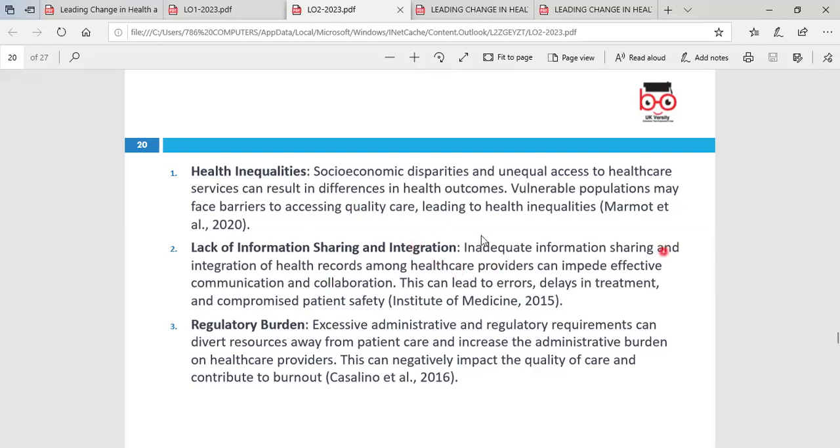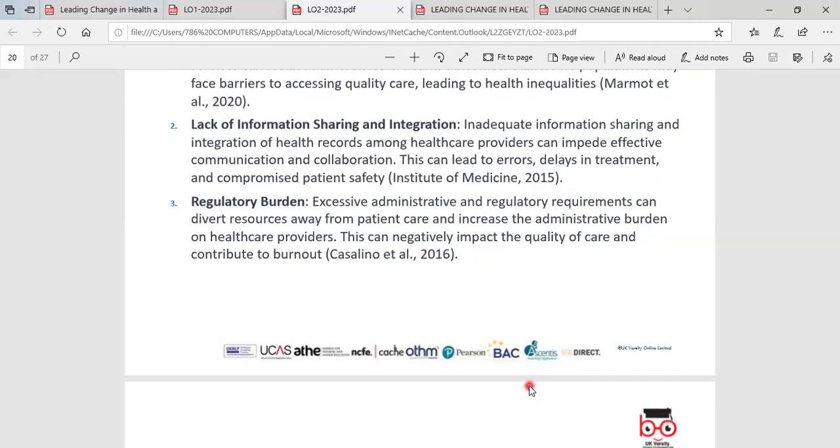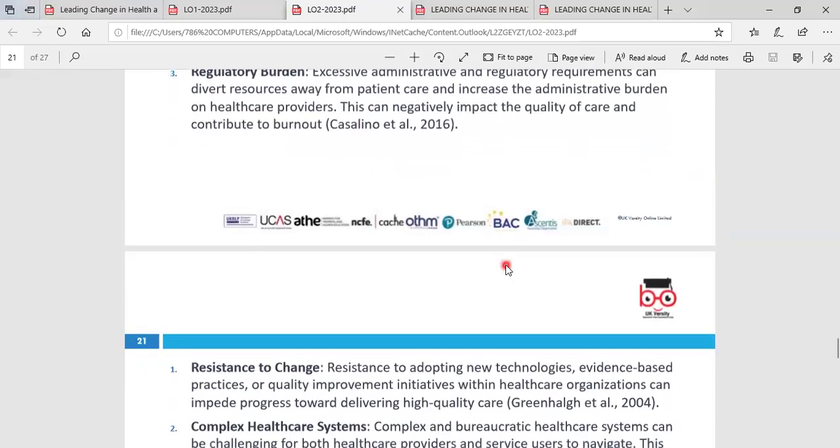Lack of information sharing: it's very important to share information on a regular basis with all the stakeholders, and the amount that has to be shared, or whoever needs to have that information, should be taken care of. So this leads to errors, delays in treatment, compromised patient safety. Regulatory burden: there are excessive administrative and regulatory requirements, and these can divert resources away from patient care. You have an increased administrative burden, for instance, on healthcare providers. So this can negatively impact the quality of care.